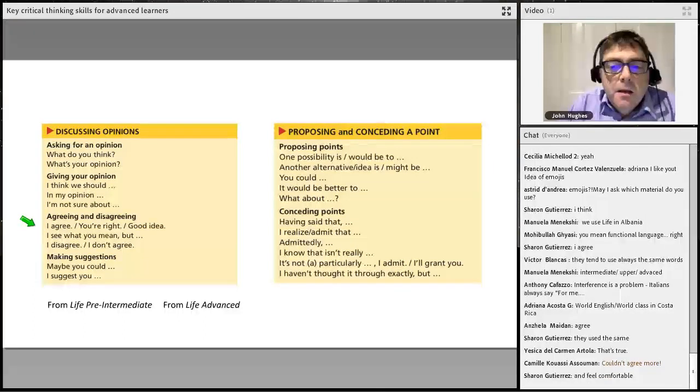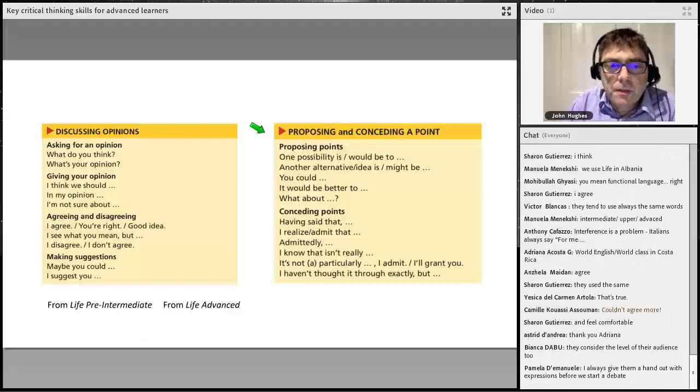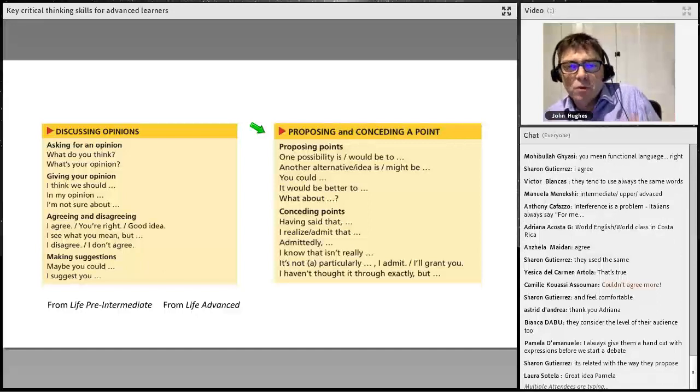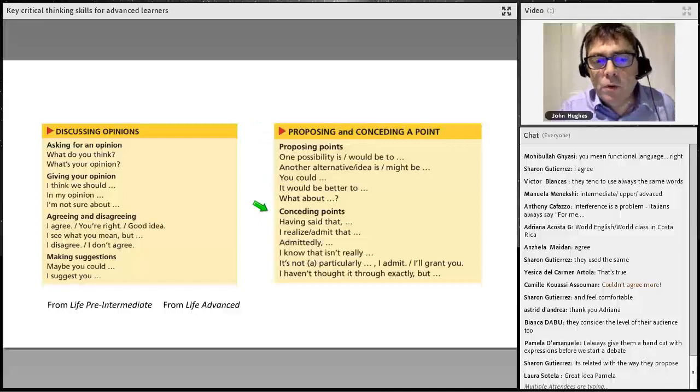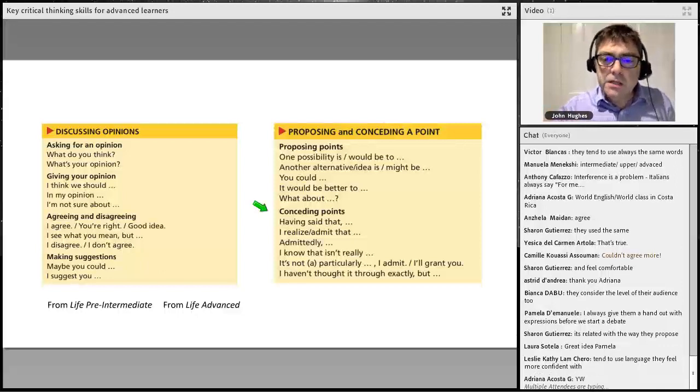Yes, it's true. With advanced learners, the list over here is also teaching them the language for discussions, but it's from Life Advanced, and you'll see the difference in the language there. We start to teach students how to propose a point or a viewpoint, but it's more tentative language. And they're also taught how to concede points, because quite often students will express an opinion but won't necessarily admit that they're wrong or they've been proved wrong. So they want the language to concede a point or perhaps to save face.